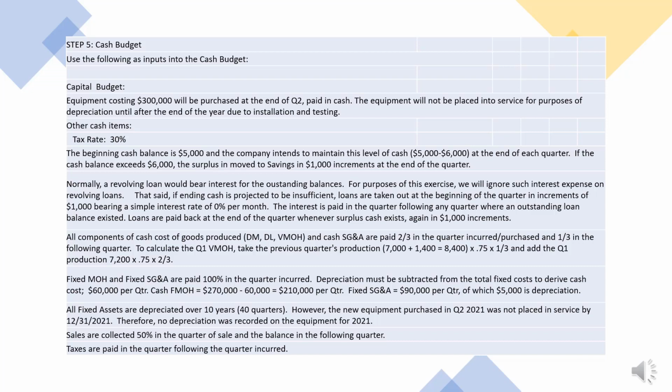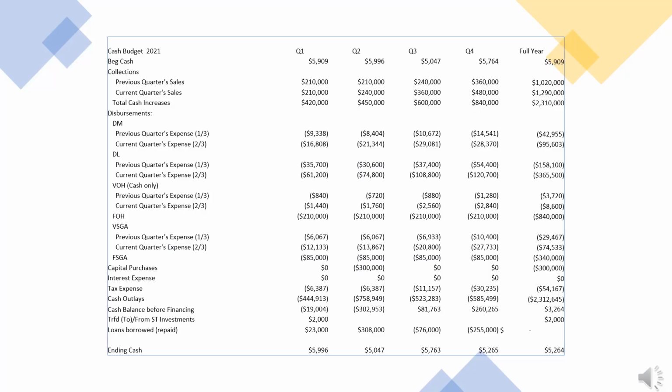Sales are collected 50% in the quarter of sale and the balance in the following quarter, and taxes are paid in the quarter following the quarter incurred. This is what the cash budget looks like after it's populated. You may recall on the 12/31/2020 trial balance that we had cash of $59.09. That's where this comes from. So I have to look back several slides to find out where I got that number.